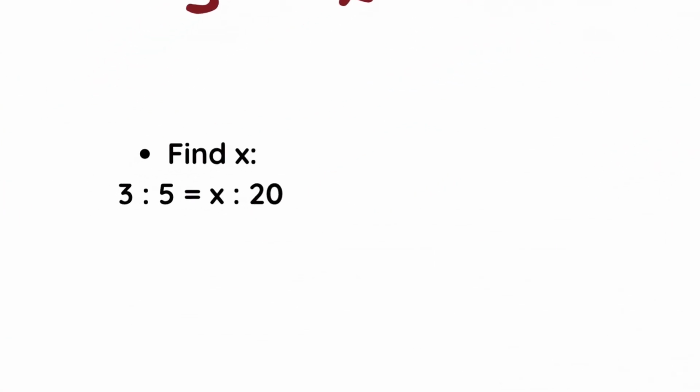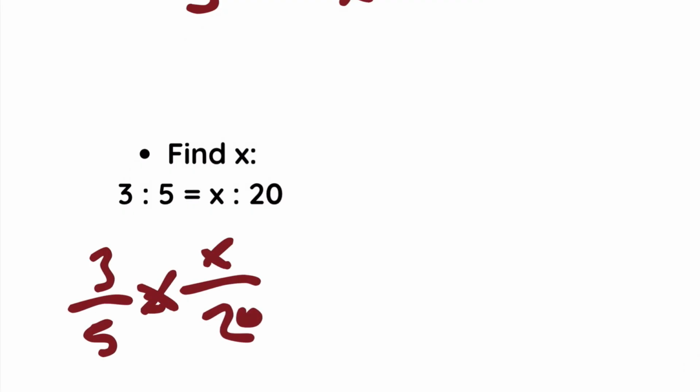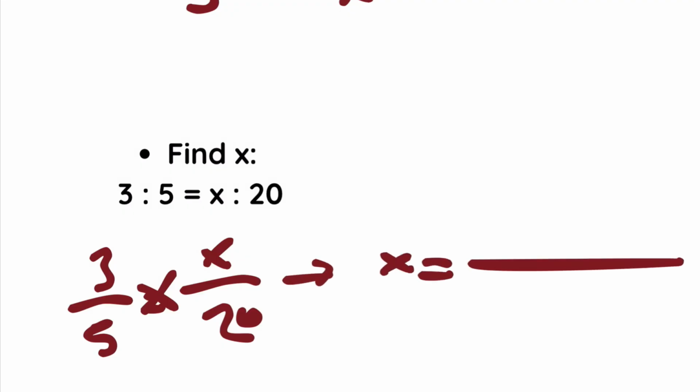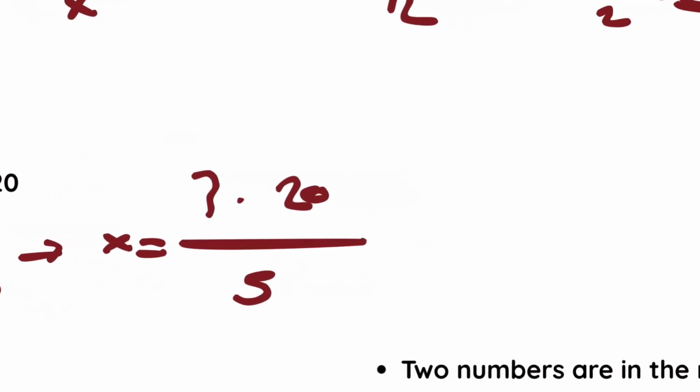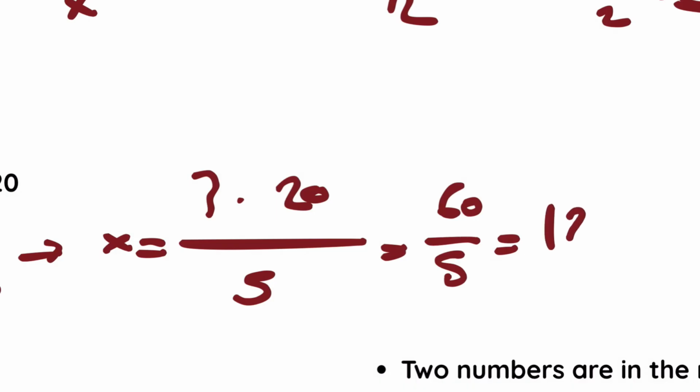Okay, third one, find x. 3 to 5 equal to 2x to 20. So I'm going to write the coefficient of x in the denominator, 5. 3 times 20, which is going to be 60, right? 60 divided by 5, which is equal to 12.